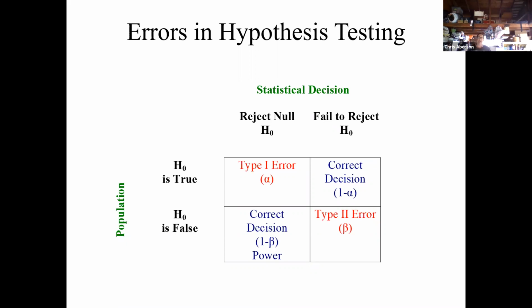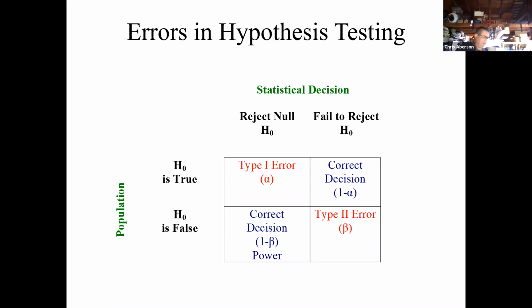The first one on the top is what we call a type 1 error, or a false positive. We rejected the null hypothesis when the null hypothesis was actually true. So we made an error there. Now, this isn't us doing something wrong. This is just what's going to happen because we're basing our conclusions on probabilities.